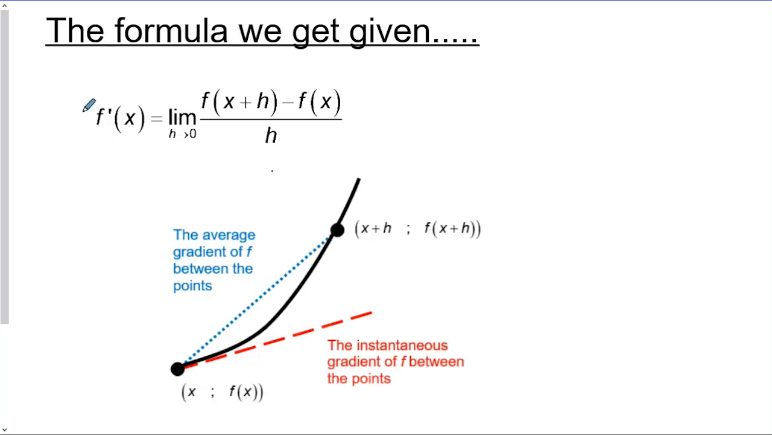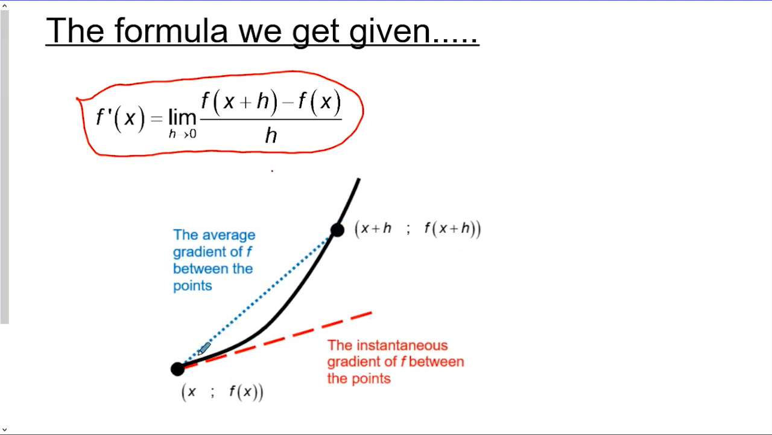As we've done previously, let's look at what formulae we get given. There's just the one, and this is a formula for the instantaneous gradient of a function. And the way it works, and it's important to understand how things work, is we've got a point over here at which we wish to find the gradient. We take another point a little bit further away, x plus h, and we work out its y value, which will be f of x plus h.